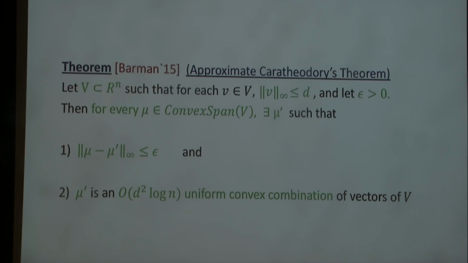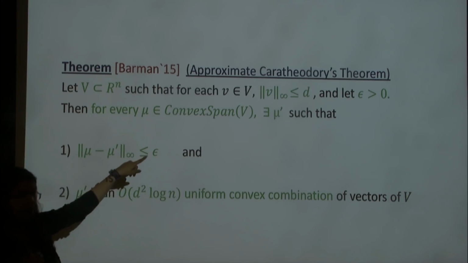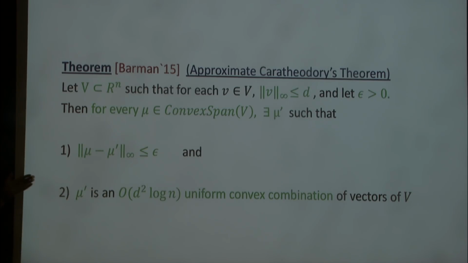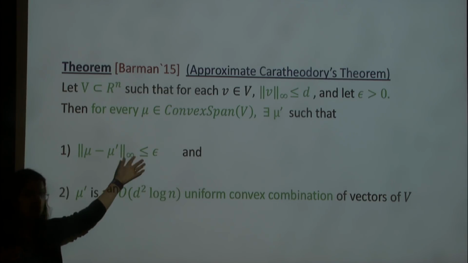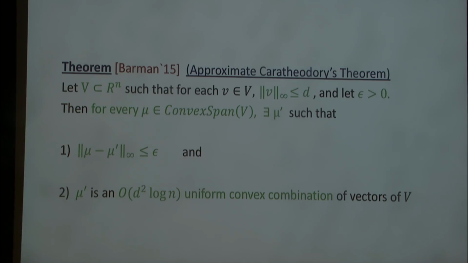Then for every interior point of the polytope, you can epsilon approximate it in the L infinity norm with a uniform convex combination of the vectors, and the size of this convex combination is d square log n with some dependence on epsilon. Maybe d square over epsilon log n or d square over epsilon square log n.